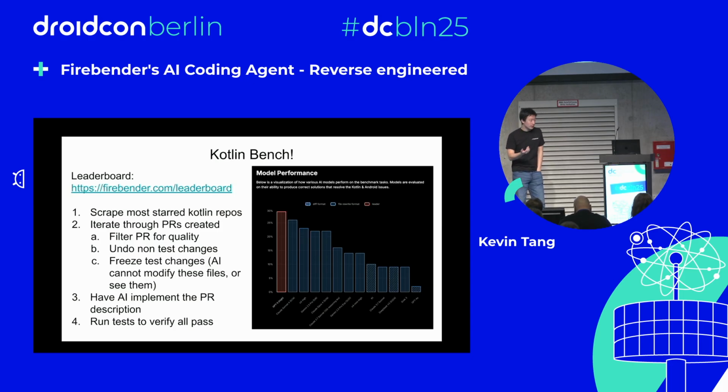When we reapply the test changes, it has this interesting effect where we can run these tests in an automated way, and we can verify whether or not the code that the AI writes passes those tests across thousands of pull requests. Because the AI didn't know about the tests and didn't see the actual human changes, this gives us a general sense of whether or not it's performing well and passes. That's cool. So we run all the tests to verify that all of them pass, and that's Kotlin Bench.